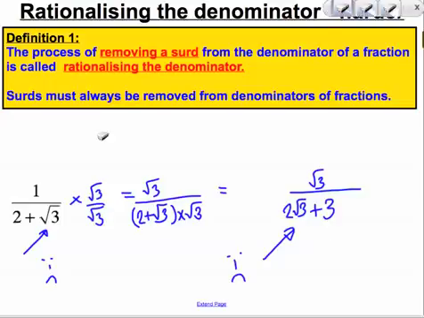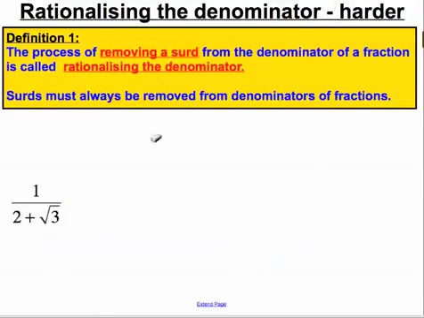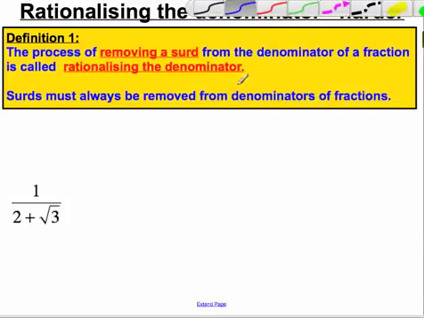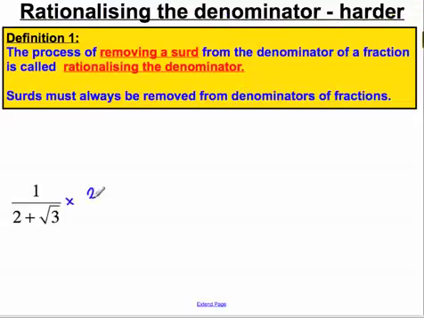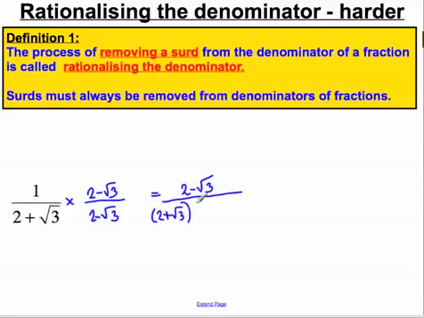I have to think of something else to multiply the numerator and denominator by to remove this surd. If you think back to a previous video where I showed you the difference of two squares, you might say to me, imagine I multiplied the numerator by 2 minus root 3 and the denominator by 2 minus root 3. What would I get? Well, 1 multiplied by 2 minus root 3 is simply 2 minus root 3. On the bottom, you're multiplying together 2 plus root 3 and 2 minus root 3.